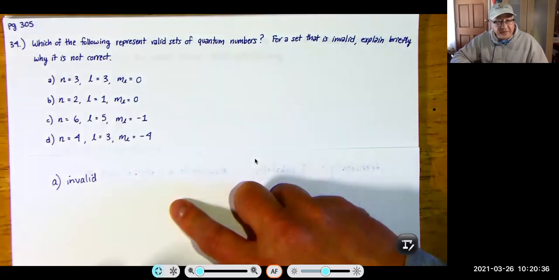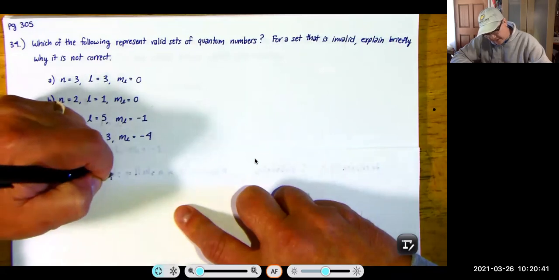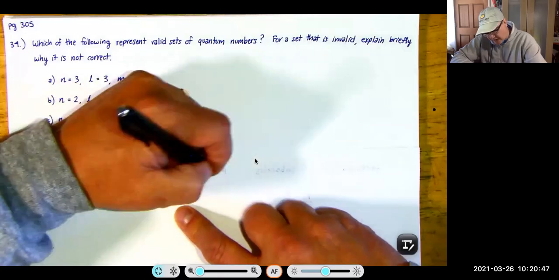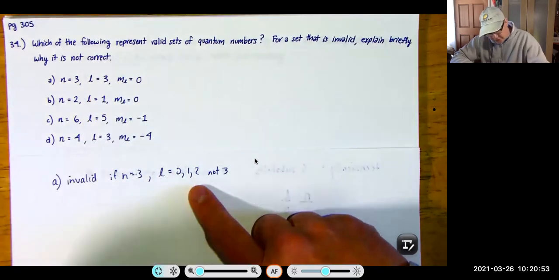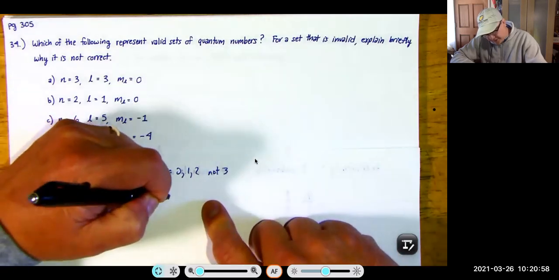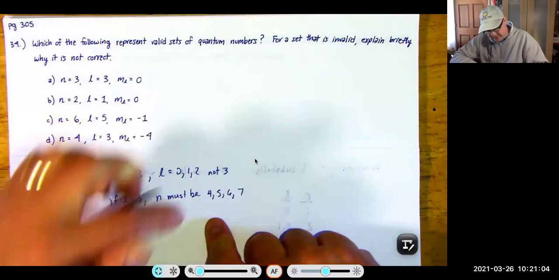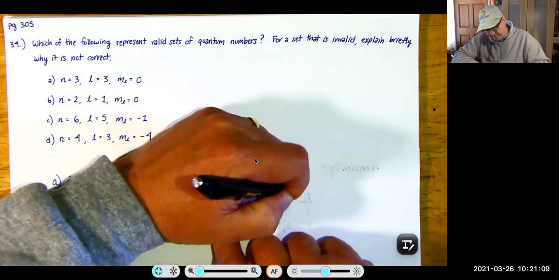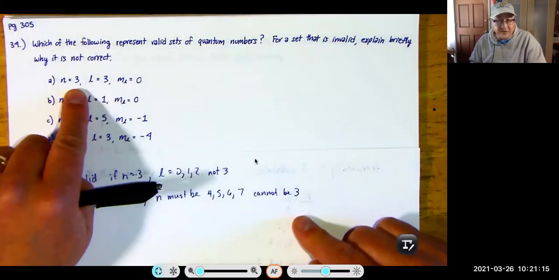And we could explain this being invalid from 2 points of view. One is that if n is equal to 3, l can be equal to 0, 1, or 2, but not 3. So this is invalid because l is equal to 3. Or you could say this, if l is equal to 3, n must be 4, 5, 6, or 7. It can't be 3. So you cannot have l and n be equal. n has to be bigger than l.